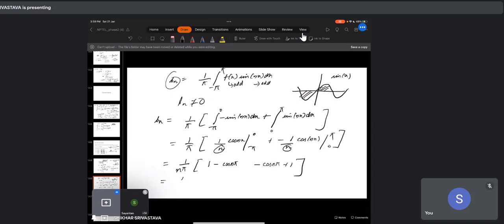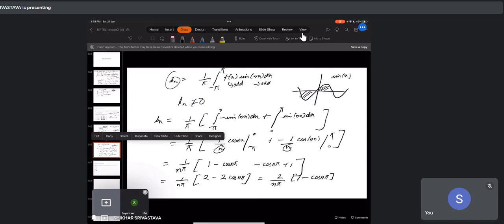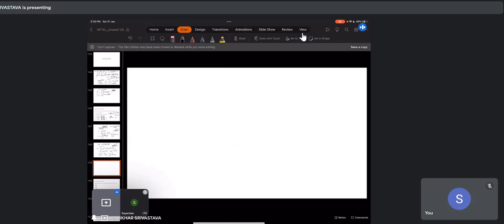So it will become 1 upon n pi, 2 minus 2 cos of n pi, or take 2 common, so 2 by n pi, 1 minus cos of n pi. Now how can you write cos of n pi? You know that cos of n pi is equal to 1 for even n. For n equal to 0, 2 or 4, it will be 1, and it is minus 1 for odd n.